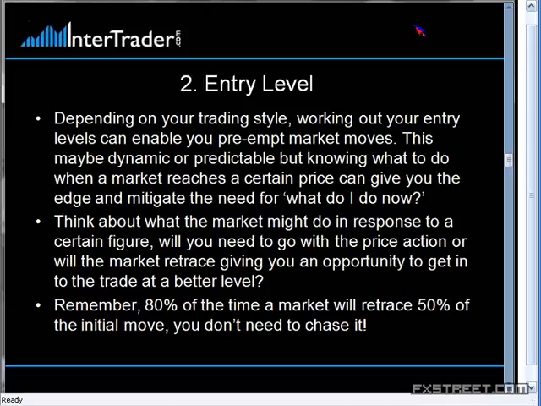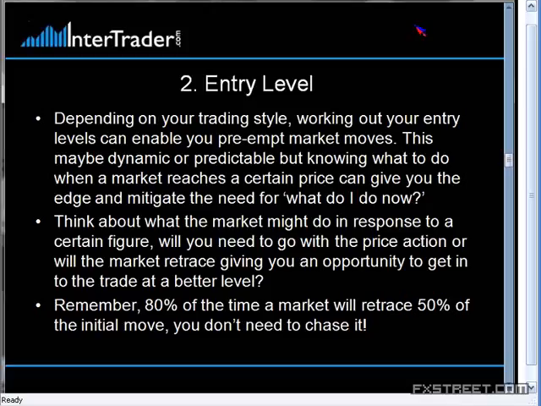And again, it's not about having perfect levels that nobody else knows about apart from you. You want everybody to be looking at the same things. You want to go in with the market sentiment, go in with what other people are doing. Very, very important. So again, think about what the market might do in response to certain figures. Do you need to go with the price action, or are you going to wait for the market to retrace? Okay, these are things to consider.